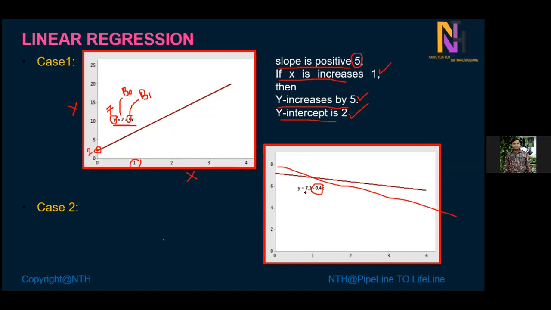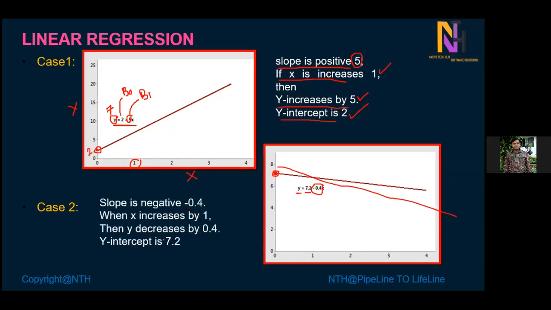Coming to 7.2, in this case, this is the position where the straight line is going to cut the y-axis. Okay, based on the values of B0 and B1, the y is going to be determined, the output predicted value. Here I wrote the slope is negative, minus 0.4. When x increases by 1, y will decrease, because it is a proportional relationship between x and y based on the slope value. Obviously here 7.2 is the intercept value, right?